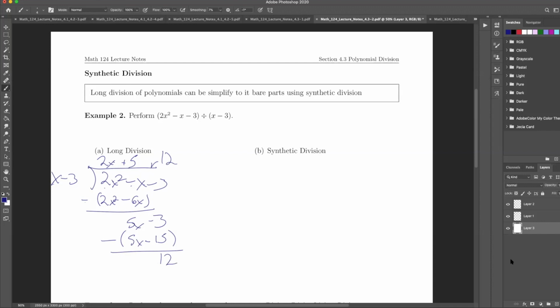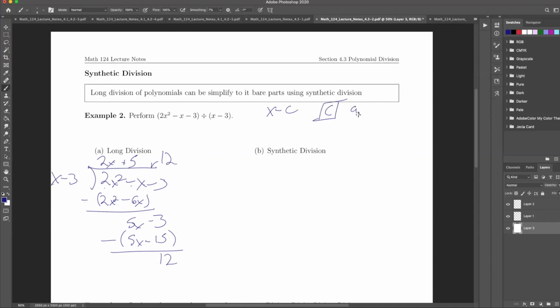So this is what we do with long division. For synthetic division, we're going to take x minus c. I guess I didn't write up what we're doing, so let me write it here. You're going to take c and put it in a cute little box, right? So you take c and you put it in a little box right here. And then you're going to write the coefficients of your divisor like this.